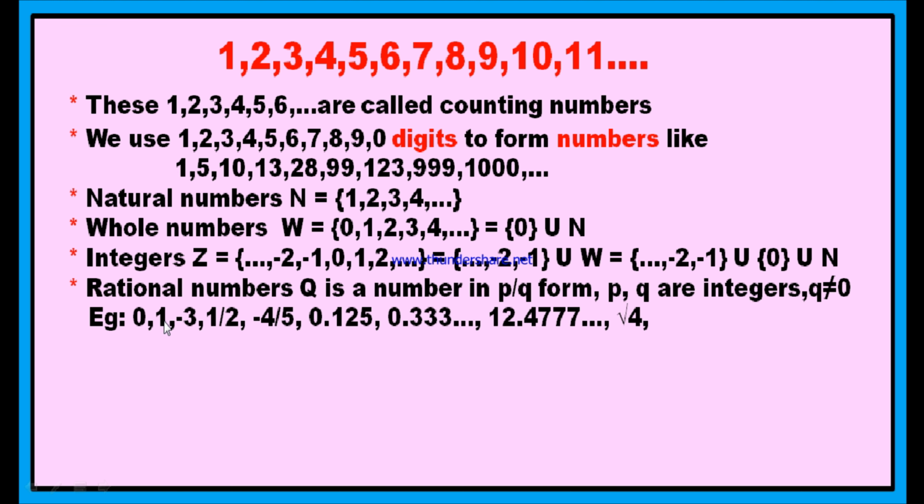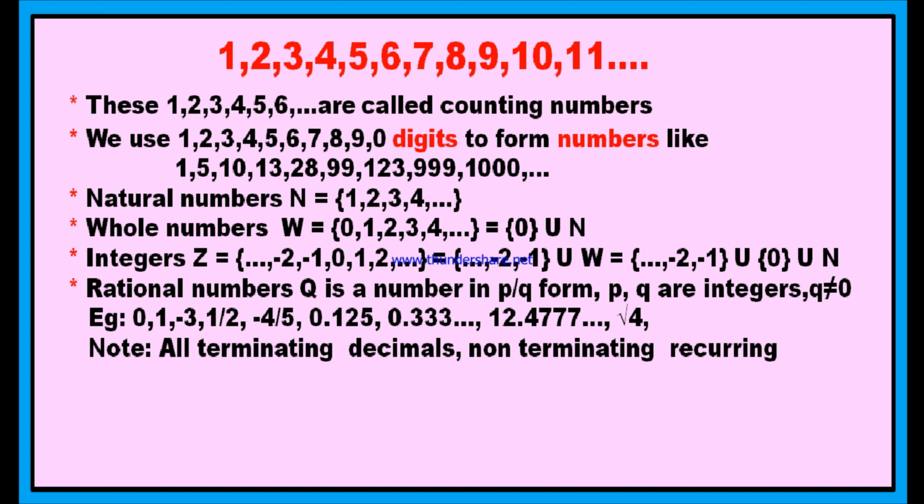1 means 1 by 1. You can write 1 as 2 by 2. You can write 1 as 3 by 3. Again, it is in the p by q form. Therefore, it is a rational number. Minus 3 means minus 3 by 1, minus 6 by 2. Like this you can write. Therefore, this is also a rational number. Okay, is your doubt clear? Good. Note, all terminating decimals and non-terminating recurring decimals are always rational numbers. You see, I told you already. 0.125 is a terminating decimal.